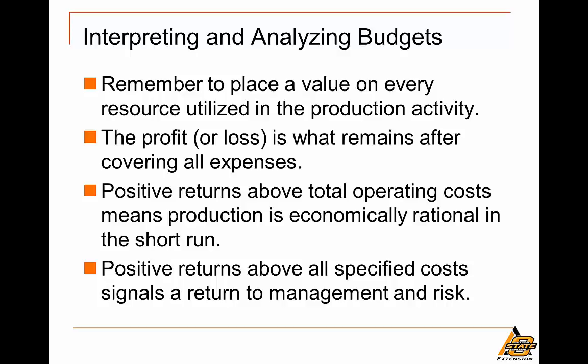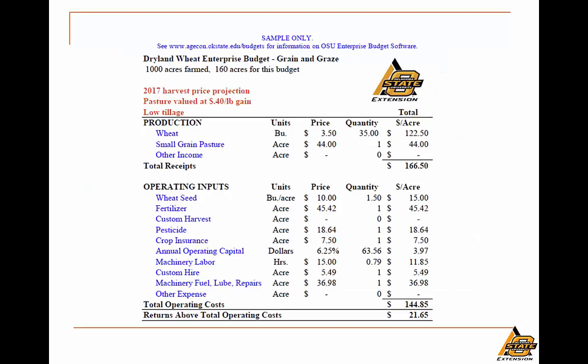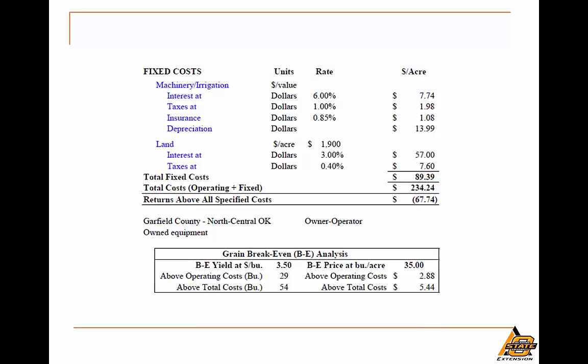In determining overall enterprise profitability, fixed costs need to be part of that profit equation. The return above all specified costs is calculated by subtracting total variable and fixed costs from operating revenues. Positive returns above all specified costs signal a return to management and risk. It shows how much is available for family living and rewards the producer for their management efforts and exposure to risk. So in our budget example, the returns above total operating costs is a positive $22. It's economically rational to stay in wheat production.